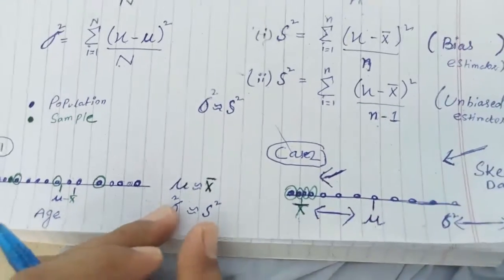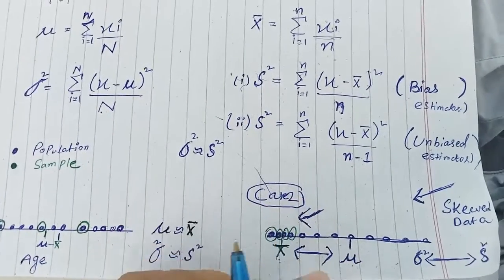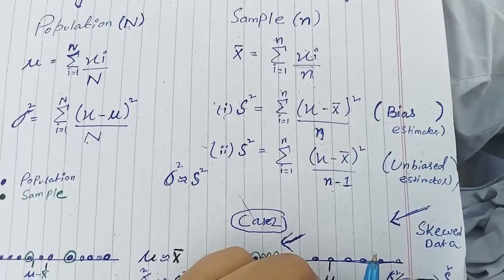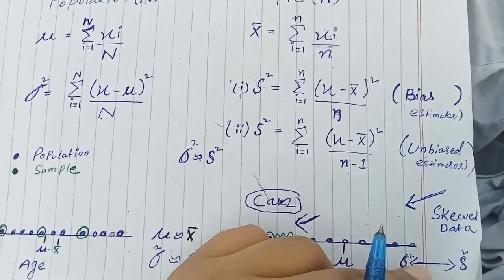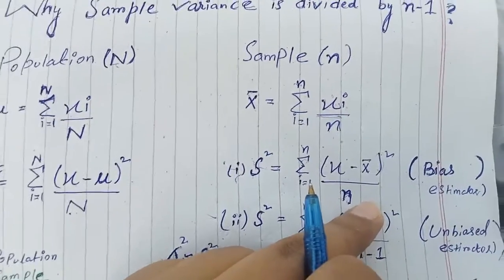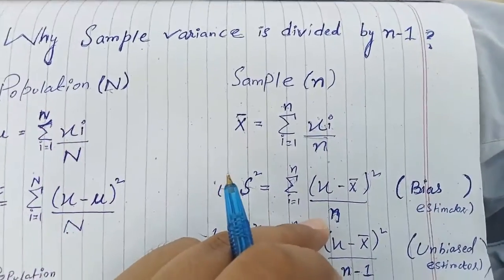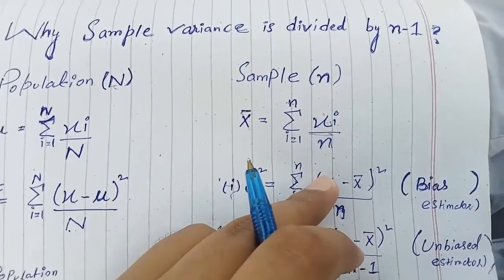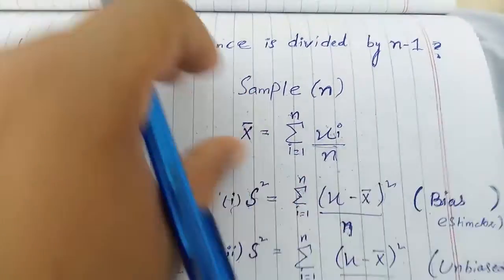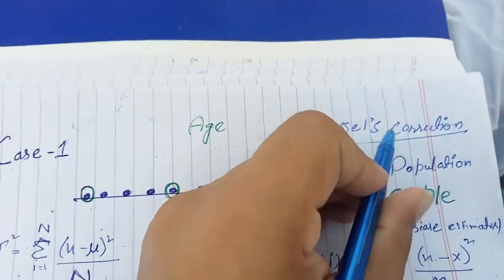Here the difference is almost similar, but in case 2 there is a difference in the mean, there is a difference in the variance if we use this first formula, right? So to overcome this problem, scientists made a correction, and that correction is known as the Bessel correction.